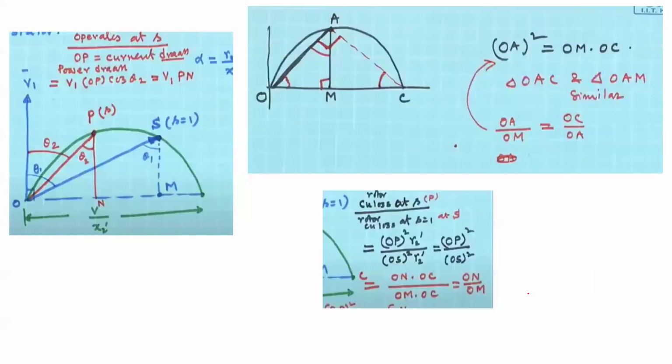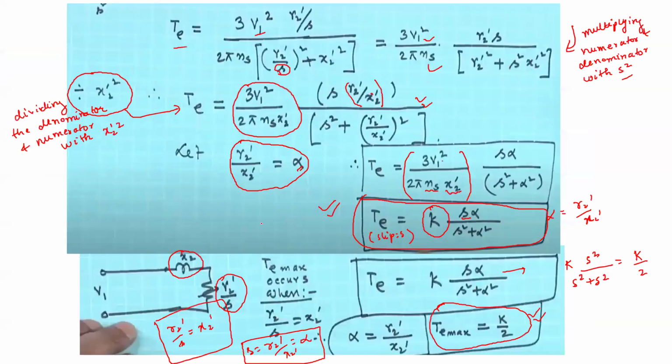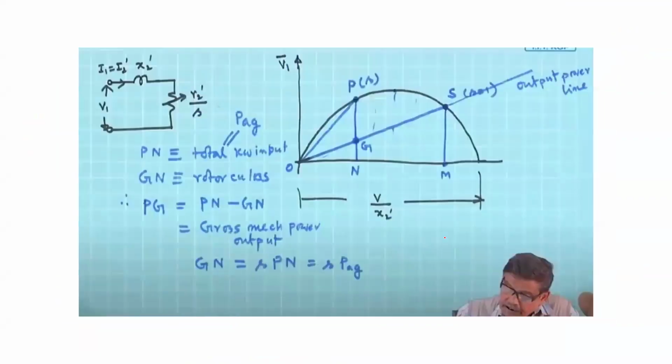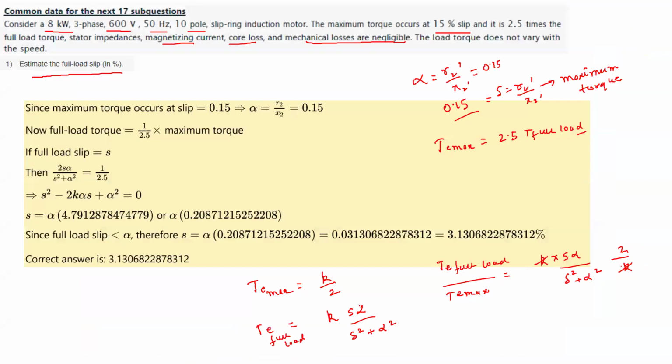We have seen that this k is independent of the operating condition. It depends on V1, which is fixed, because V1 remains the same in both the full load torque and the maximum torque cases. Ns remains the same. X2 dash, the standstill rotor inductance referred to the stator, also remains the same. So k is the same in both cases, and that is why we were able to cancel it. What are we left with?